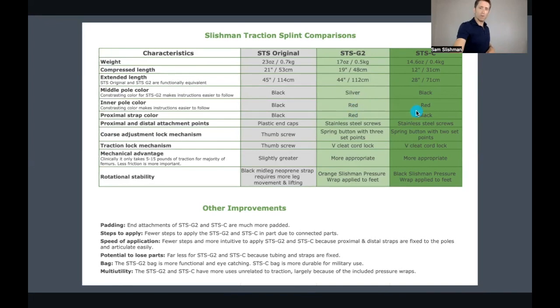The innermost poles are actually plastic molded, and those are the same for the G2 as well as the STS-C. Proximal strap color is red for the G2, not for the C. And then for the proximal and distal attachment points, we have plastic end caps on the original.